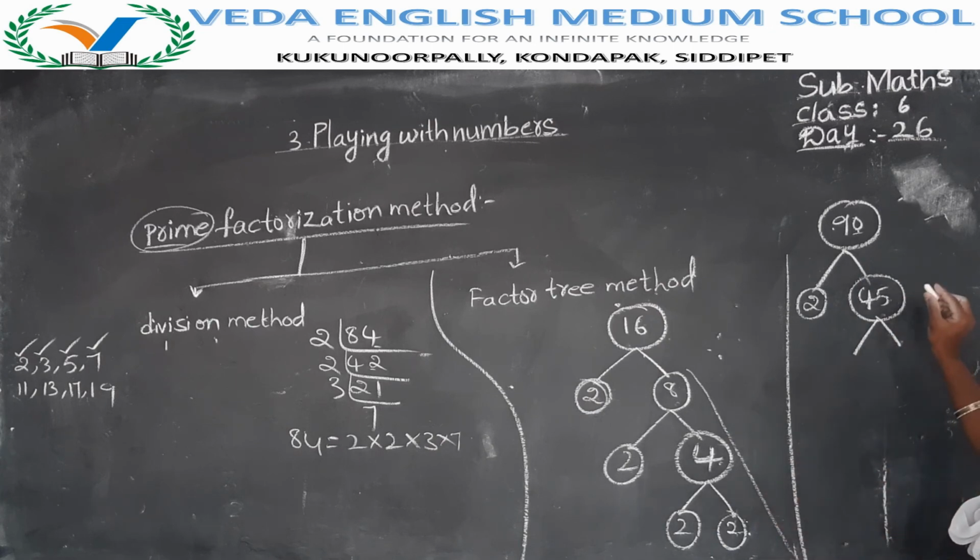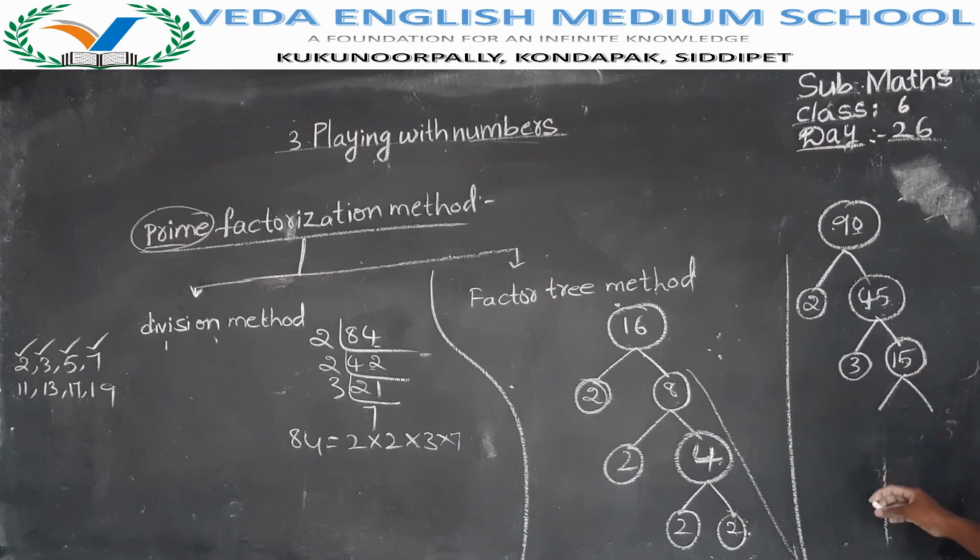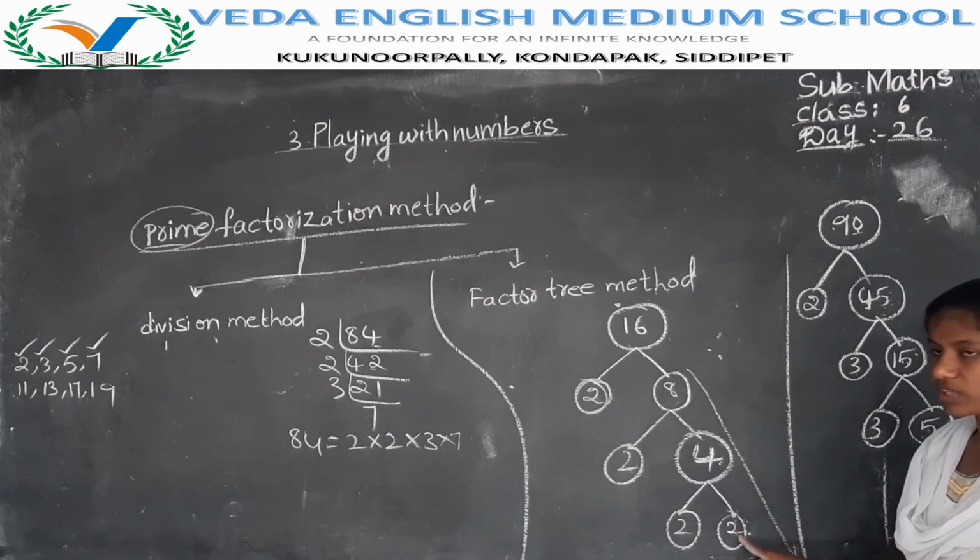3. Then come with 3. Is 45 divisible by 3? Yes, 5 plus 4 is 9. The sum of the digits is 9, so it is divisible by 3. Now how many times? 3 15s are 45. Then 3 is a prime number. Leave this 3 and come with 15. Is 15 divisible by 2? No. Is 15 divisible by 3? Yes. 3 5s are 15. So the factors of 90 are 2, 3, 3, 5. By using the factor tree method you have to find until you get the prime numbers. Both are prime numbers.